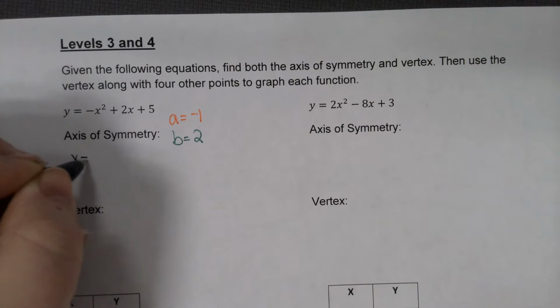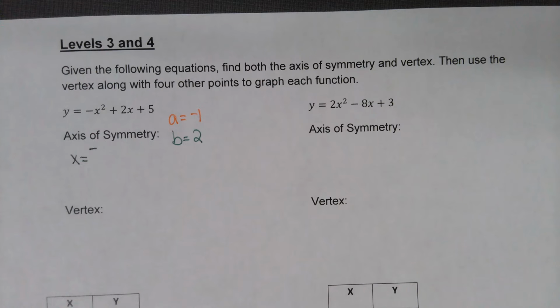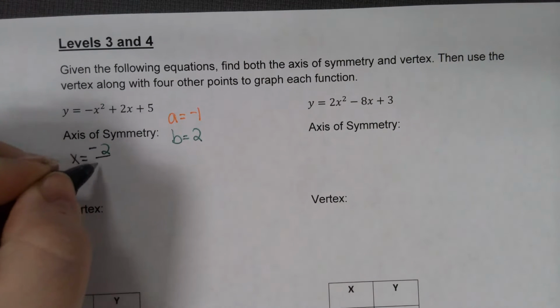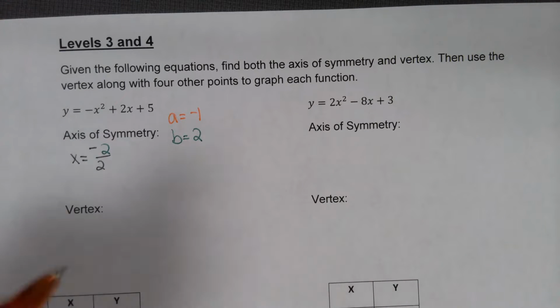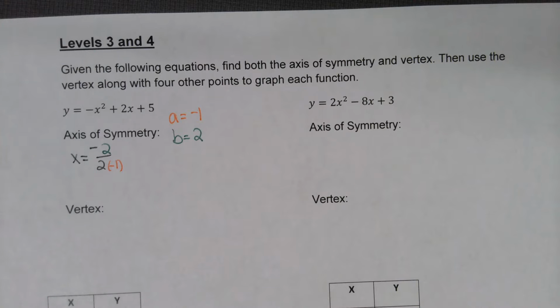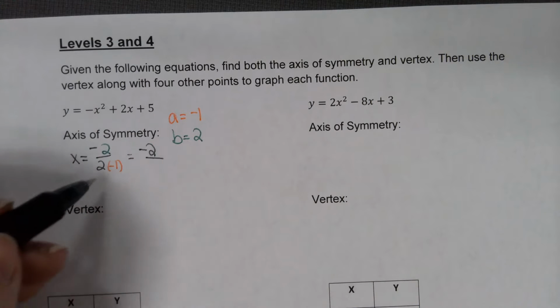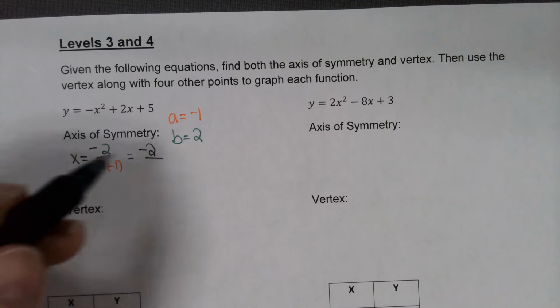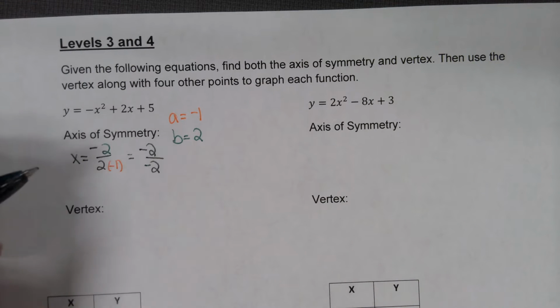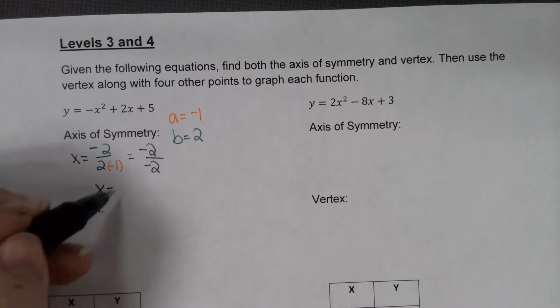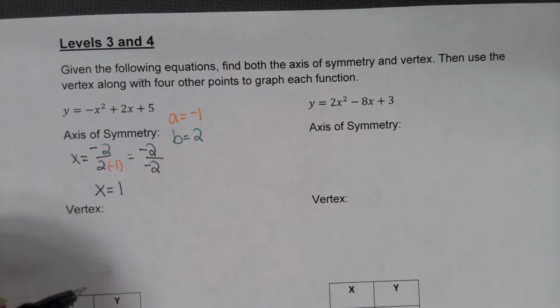X equals negative, here's our B value, over 2 times our A value. The top can't be simplified any further. It's just -2. And the bottom, though, is 2 times -1, which is another -2. So we can reduce that. -2 divided by -1 is +1. So our axis of symmetry is x equals 1.